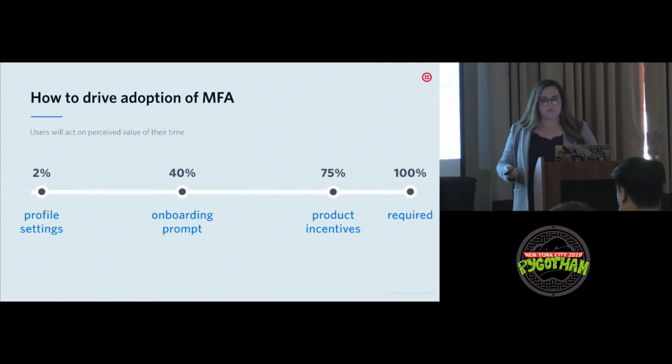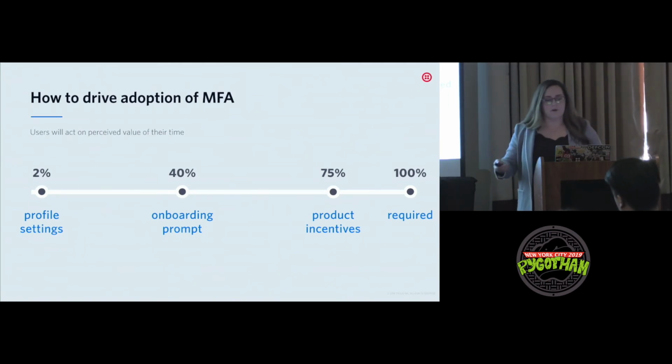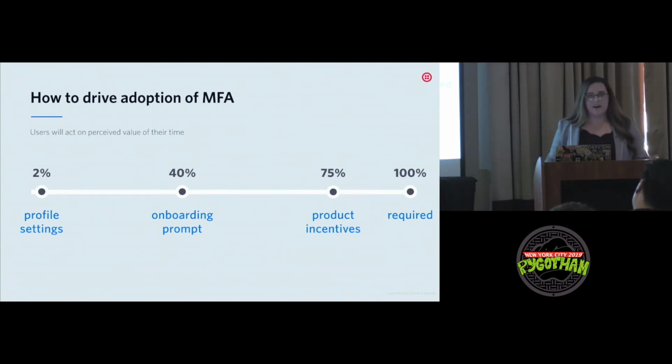So you can make 2FA mandatory, but if you don't want to do that, here are some of the other strategies that we've seen folks use to get adoption. You can hide it in the profile settings and just leave it there for people to discover. You could prompt users during onboarding and get a little bit more of people to do it that way. Or you could incentivize it.